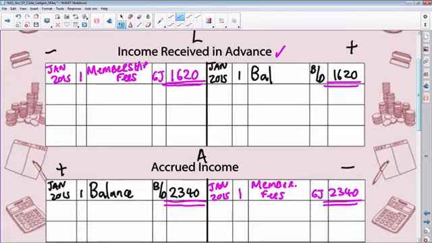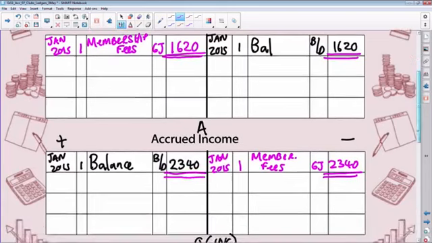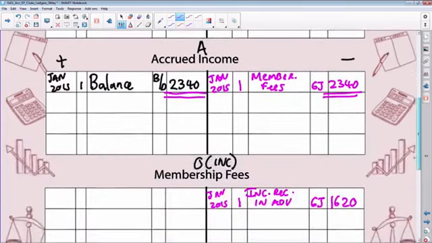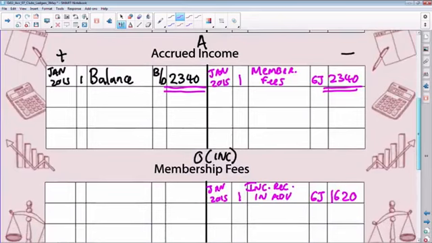So double lines to indicate that. And then membership fees on the debit side, an amount of 2,340. General journal, and this came from accrued income, taking place on the 1st of Jan 2015. And it's all because of that matching principle.